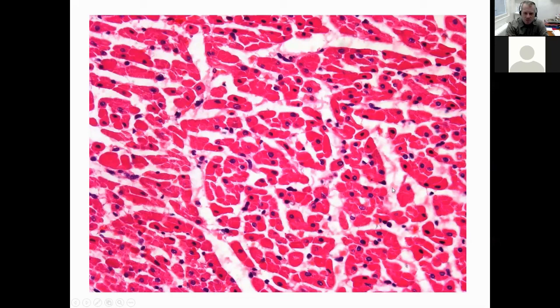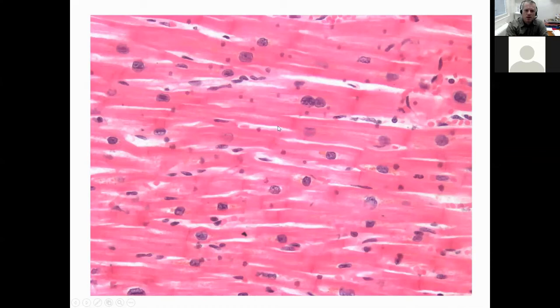This is a longitudinal section through cardiac muscle cells. This is a binucleate cardiac myocyte, you can see the two nuclei, but most of these have single nuclei in the center. These yellowish to brownish granules at the poles of the nuclei are lipofuscin. It's the wear and tear pigment that accumulates in the cells as we age. You can see the intercalated discs here where two cardiac myocytes are touching.